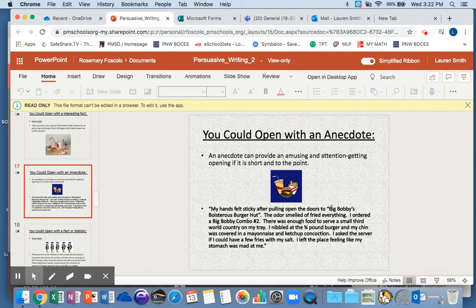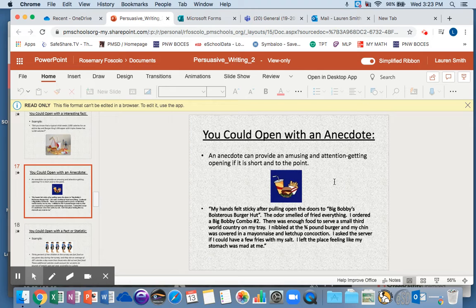You could open with an anecdote. An anecdote can provide an amusing and attention-getting opening if it is short and to the point. So this is their anecdote. This is probably one of the hardest ones, but I'll show it to you. It says, my hands felt sticky after pulling open the doors to Big Bobby's boisterous burger hut. The odor smelled of fried everything. I ordered a Big Bobby combo number 2. There was enough food to serve a small third world country on my tray.